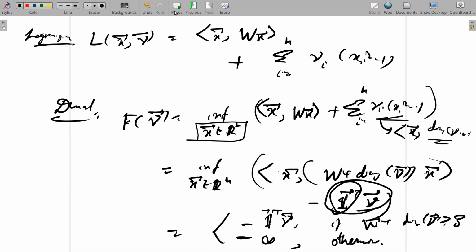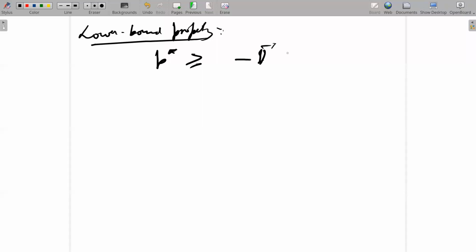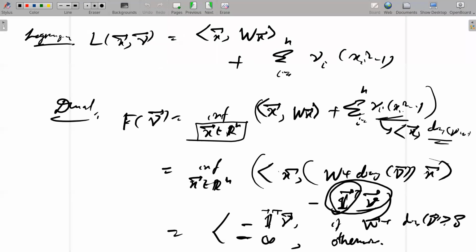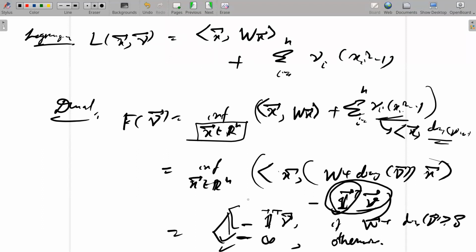Now what does that tell us? If you use the weak lower bound property, since we have computed the dual, from the lower bound property we have that p star is bigger than or equal to minus 1 transpose nu if W plus diag nu is bigger than or equal to 0. Clearly, if this condition holds, then f of nu hat is this, but we know that for any possible value of nu hat, f of nu hat is always less than or equal to p star. If it is minus infinity, that's obvious, so this part is not really giving us anything. So we're looking at this condition.